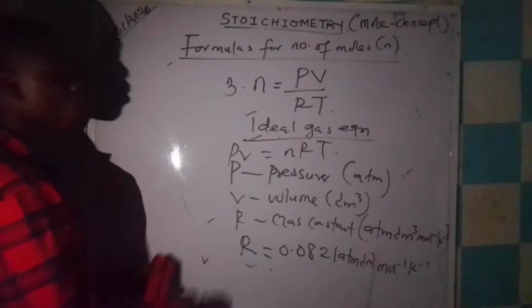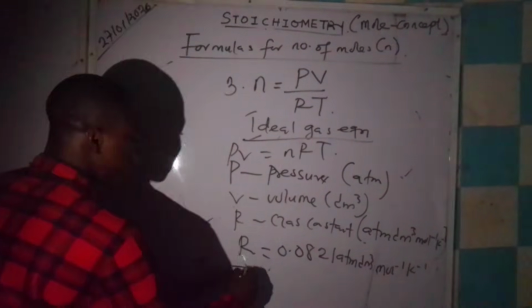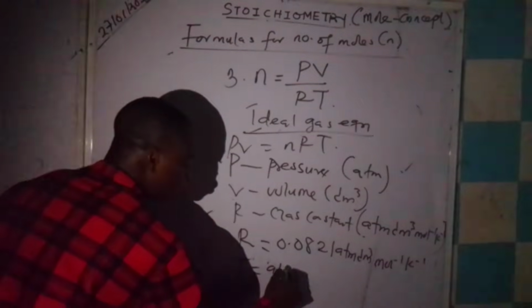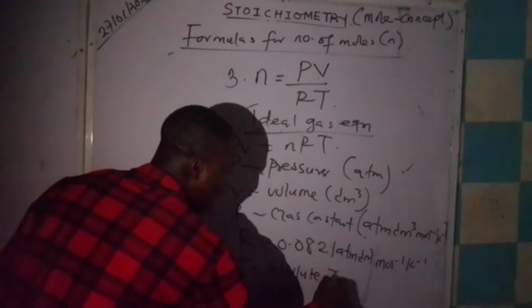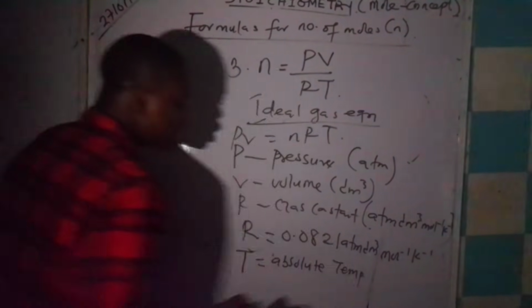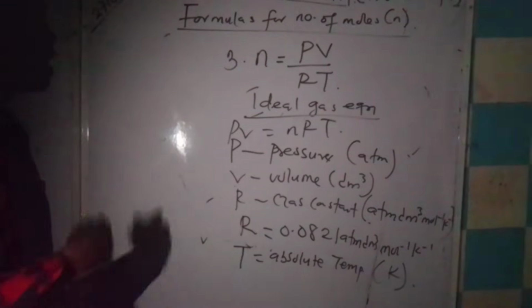So that's our gas constant. And my T is what? Absolute temperature. Anywhere you say absolute temperature, it means temperature in Kelvin.